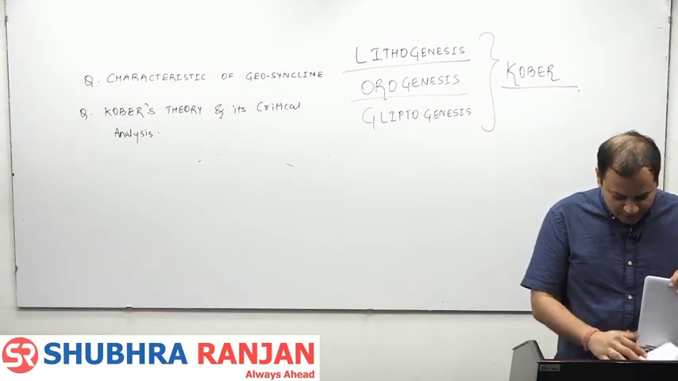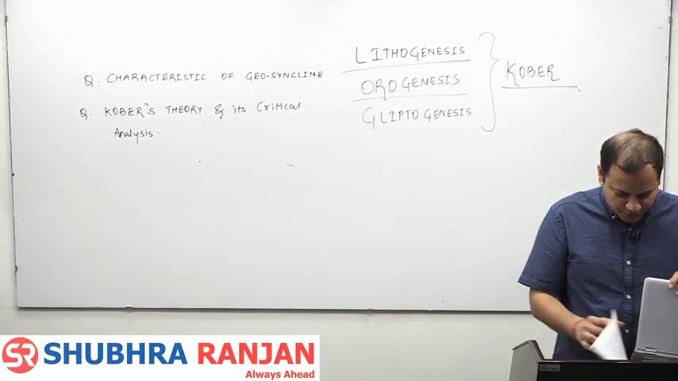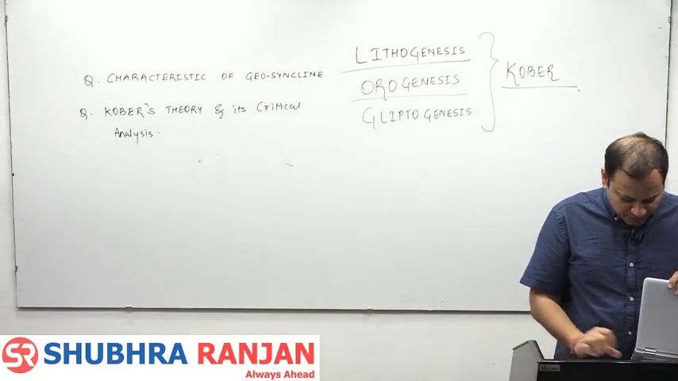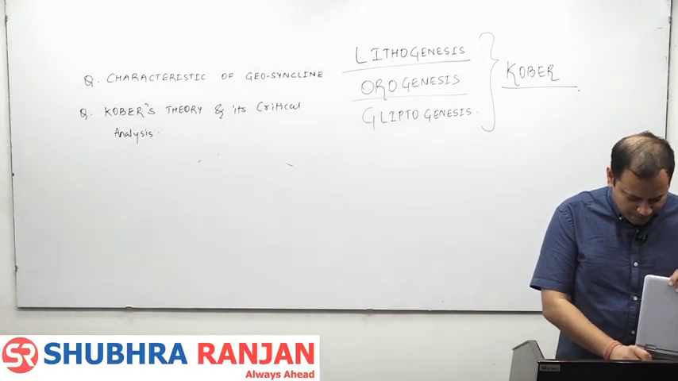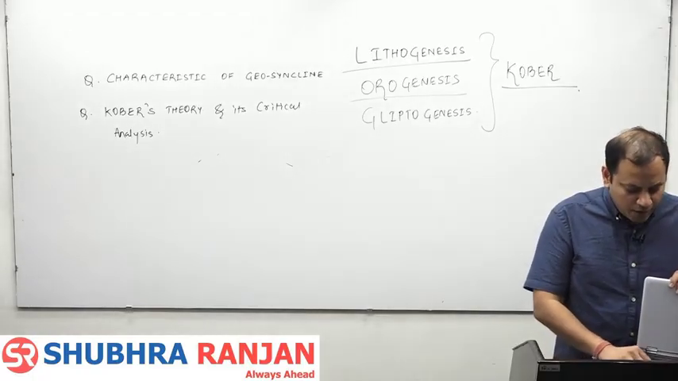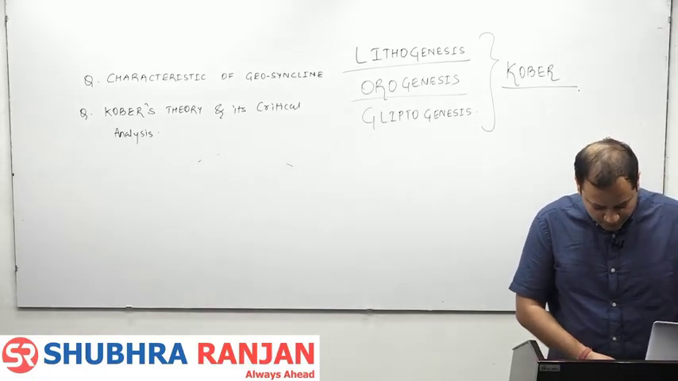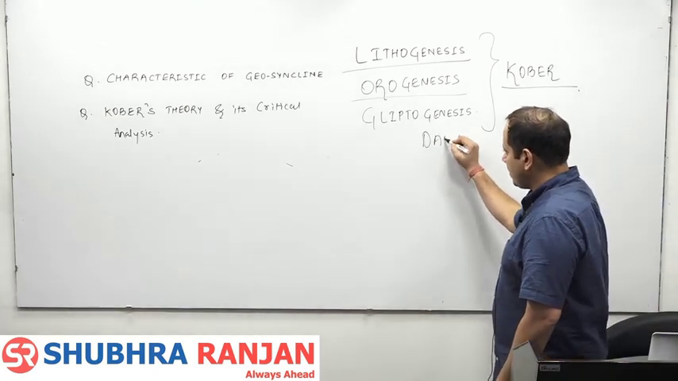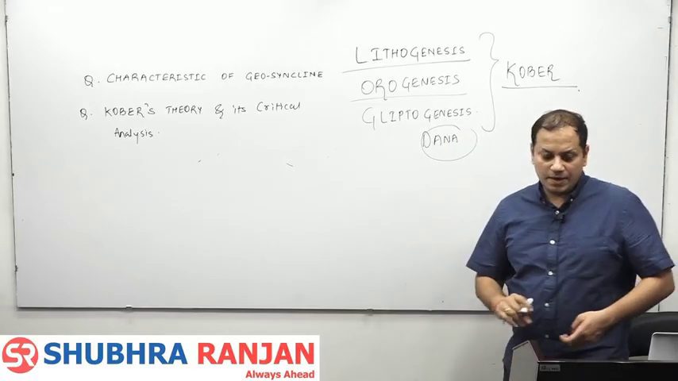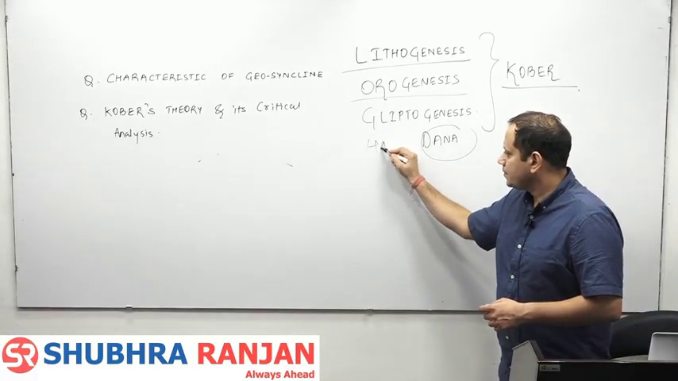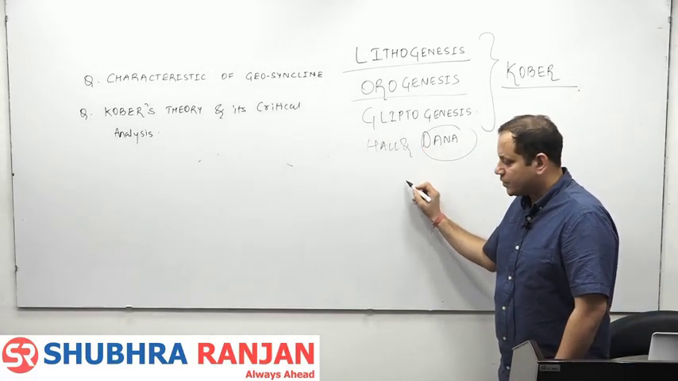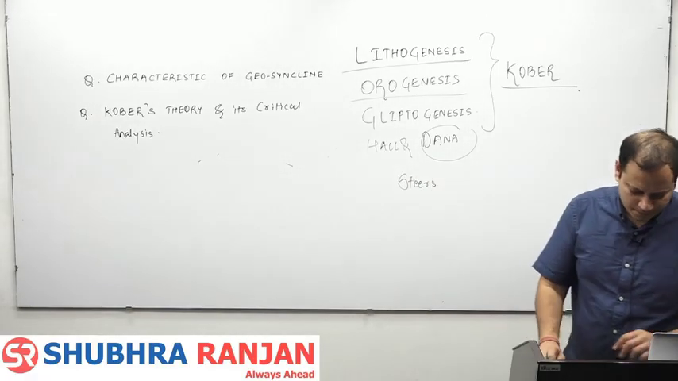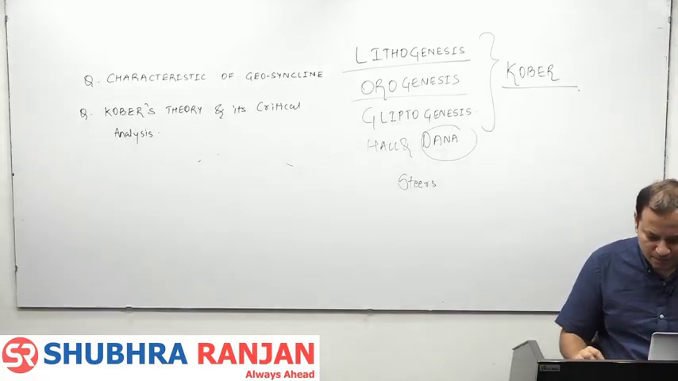Next point, the concept of geosyncline was first given by Hall and Dana. It was further developed by Steers.